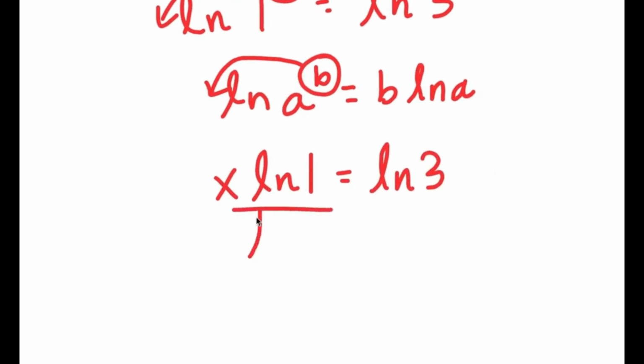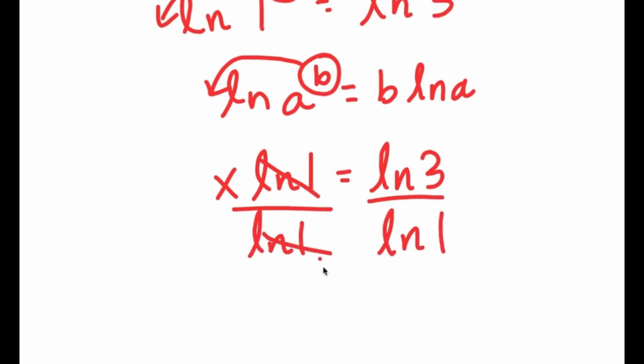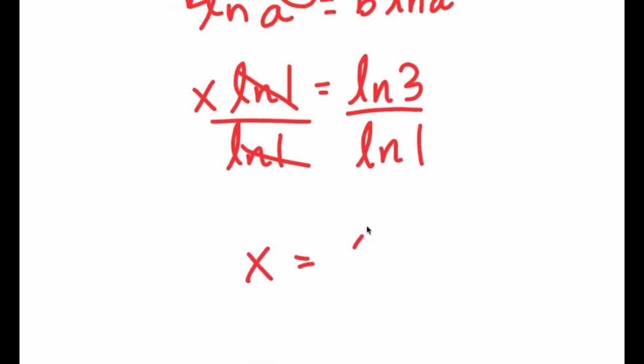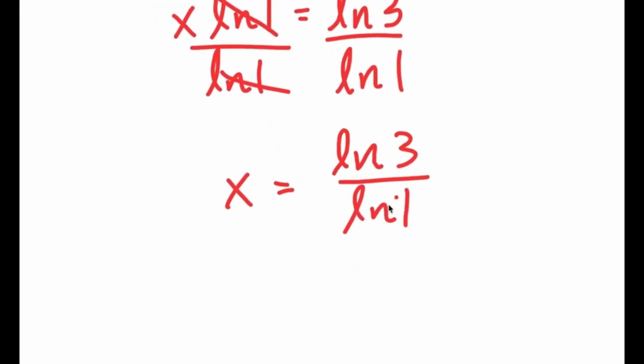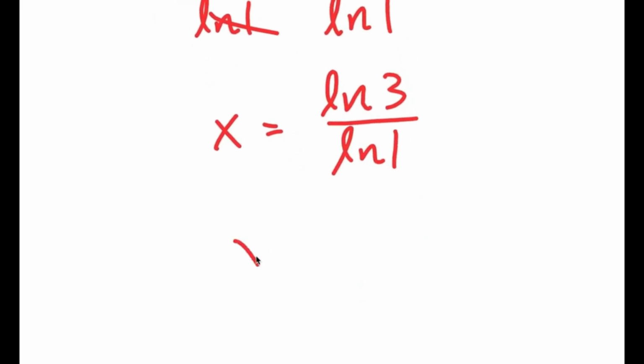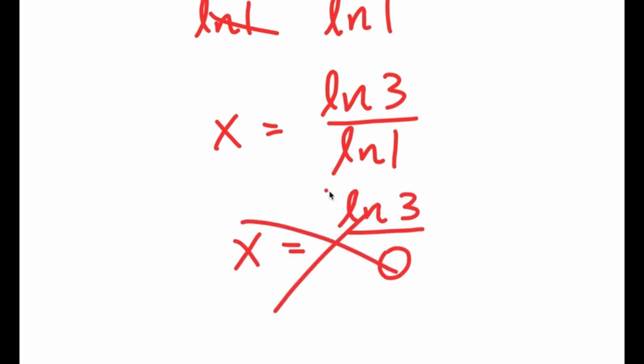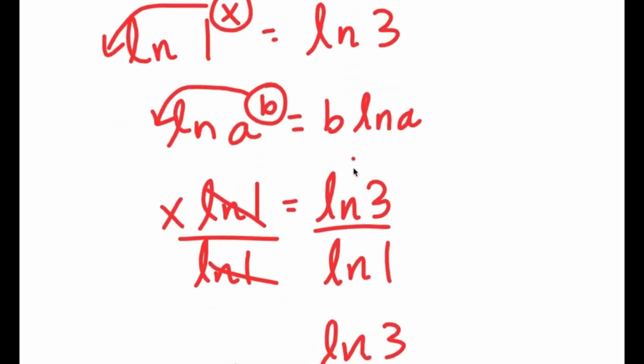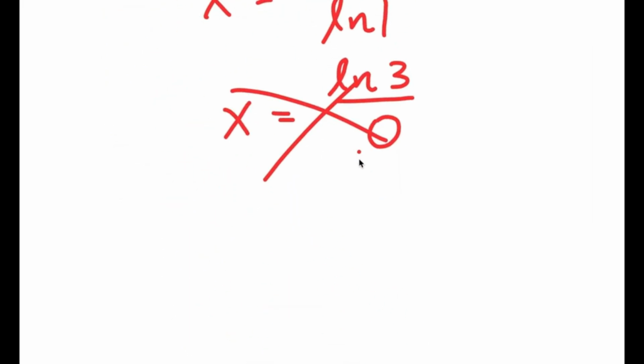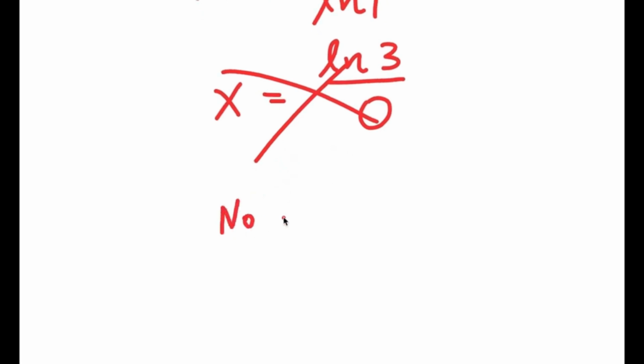And now if I divide both sides by ln 1, these two cancel out, and I get x is equal to ln 3 over ln 1. Now, if you guys didn't already know, ln 1 is equal to 0. So I get x is equal to ln 3 over 0, and you can't take any number and divide it by 0 because that's undefined, meaning this has no solution. So that method doesn't work. However, this just means that there are no real solutions.